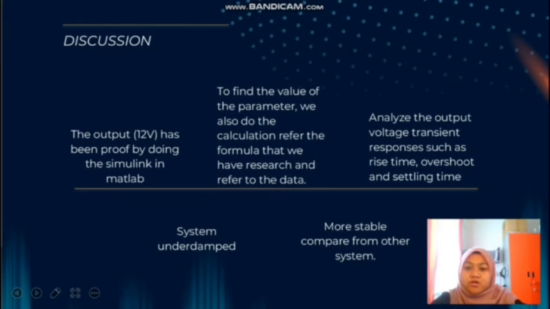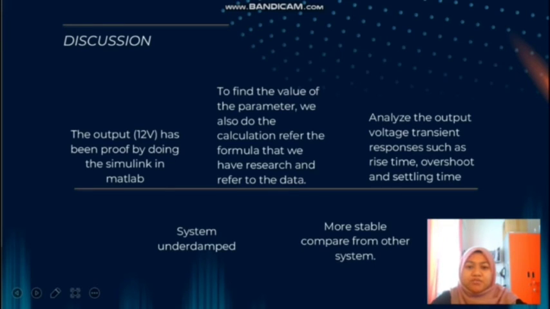Okay, for the discussion, all the specifications stated previously have been met by this boost converter design. The output of 12 volts has been proved by doing the simulation in MATLAB. The diagram consists of an inductor, a semiconductor switch (MOSFET), a diode and a capacitor. We also did the validation for the parameter model, mode 1 and mode 2. Lastly, we are able to analyze transient responses, which are rise time, settling time, and overshoot.